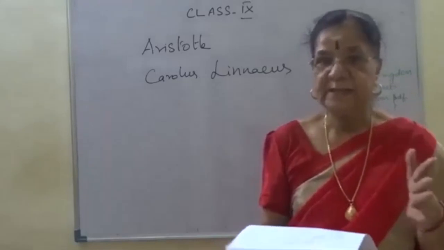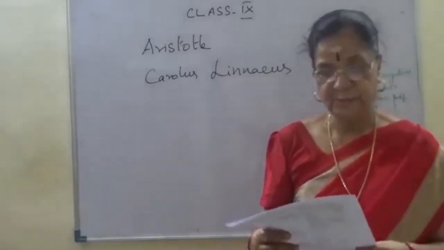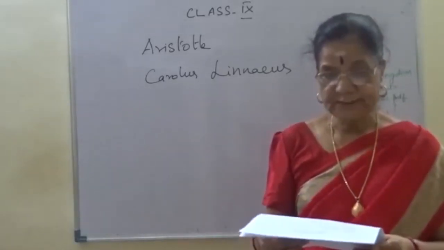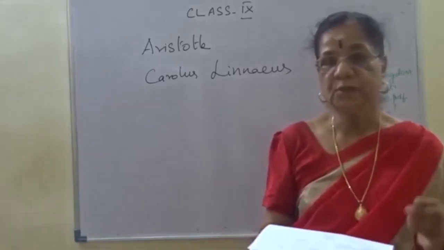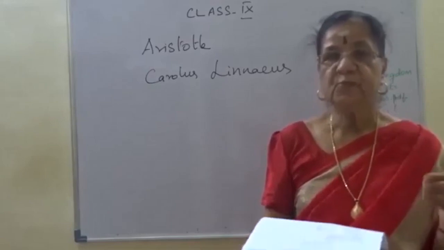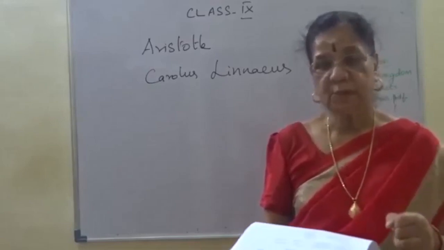Unpaired means only one will be present. The notochord extends throughout the entire length of the body. Notochord is the primitive formation of the vertebral column.